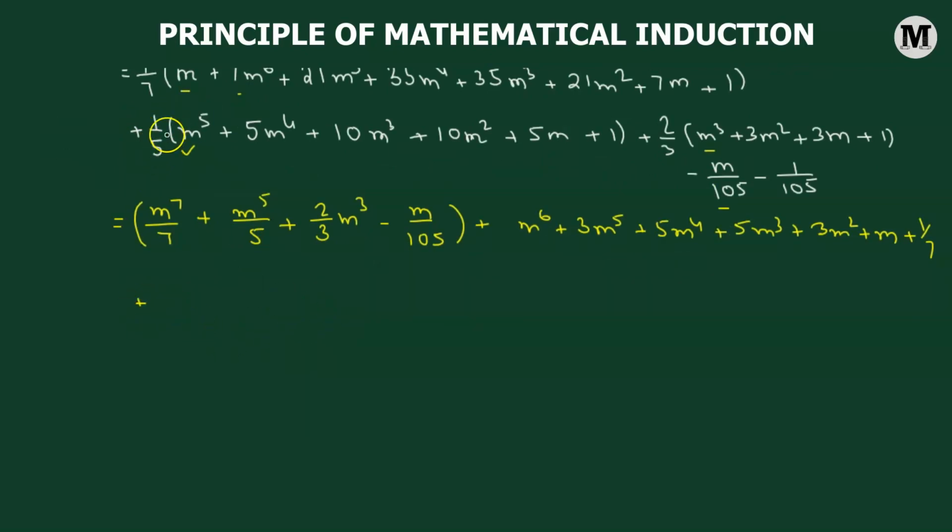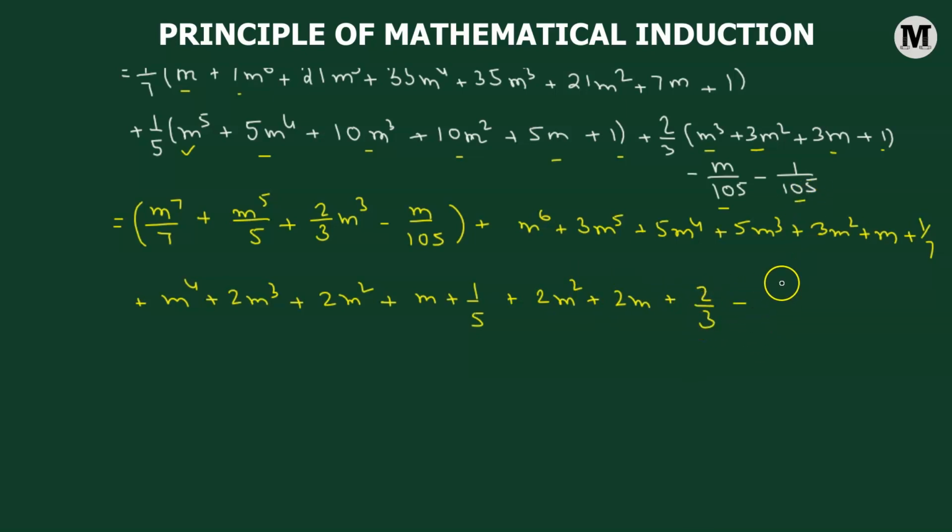Okay, then we're going to multiply this 1 over 5 to the remaining terms of the second expansion. That's going to give us m raised to the power of 4 plus 2 times m cubed added to 2 times m squared plus m added to 1 over 5. Next, we have 2 over 3 multiplied to the 3 terms. That gives us 2m squared added to 2 times m added to 2 over 3. And then we have the last term, which is negative 1 over 105.